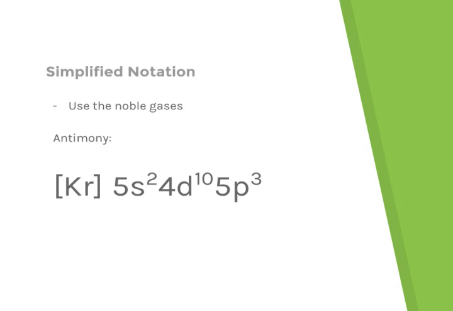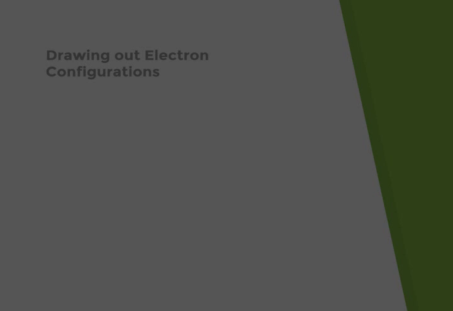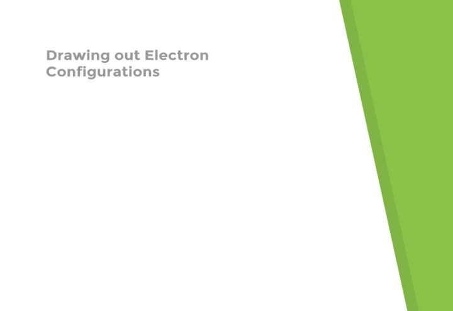And another thing we can do with this notation is draw it out. This is a little bit more annoying than writing out the notation, but it does give you a good idea of how electrons are laid out in each atom. Before we start, there are a few rules we have to follow.